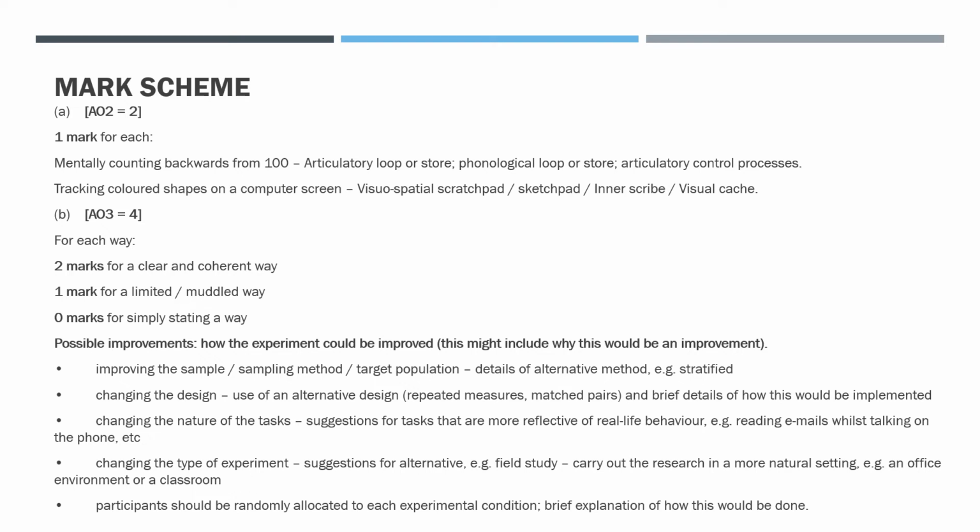Simply naming it isn't enough, that's 0. If you've done it in a quite limited way, so for example, we should change the nature of the task by making it a field experiment, that's limited. But by making it a field experiment by placing the participants in a classroom where they would normally be, to make it more realistic, that would be more clear. So try and give yourself a bit of a mark for that one.